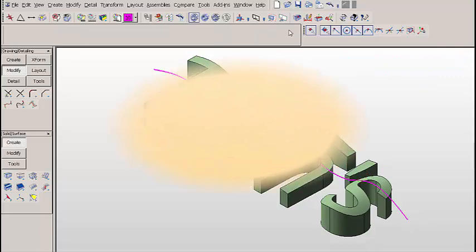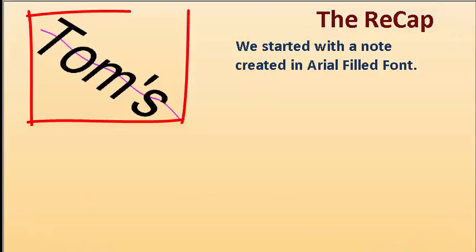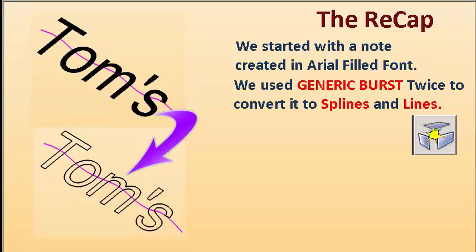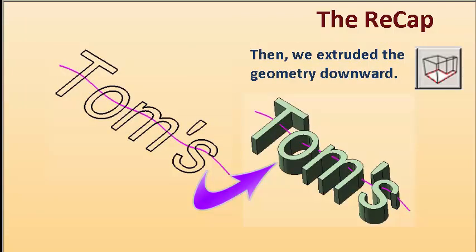So let's recap. We started with a note created in Arial filled font. We used generic burst twice to convert it to splines and lines. Then we extruded the geometry downward.